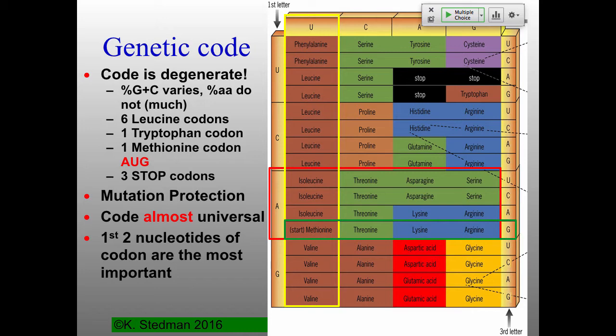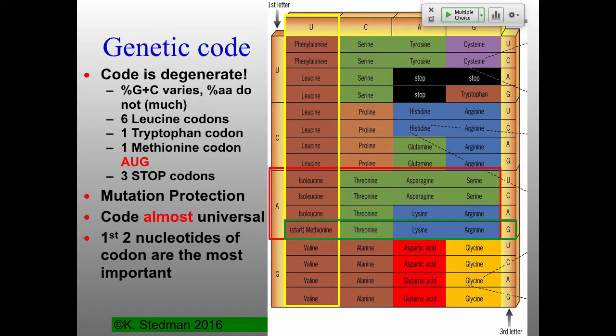So getting back to the question you had about what's going to be on the exam. The 1 tryptophan codon, 1 methionine codon, it's AUG. There's 3 stop codons. And then there are a couple, actually it's not just leucine, that have 6 different codons here.